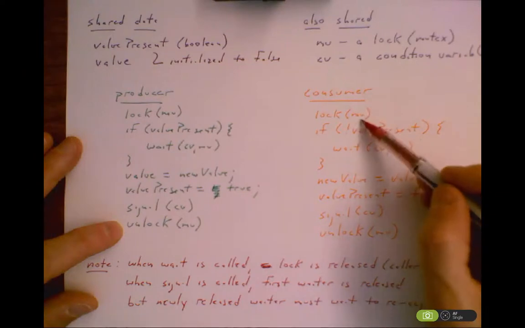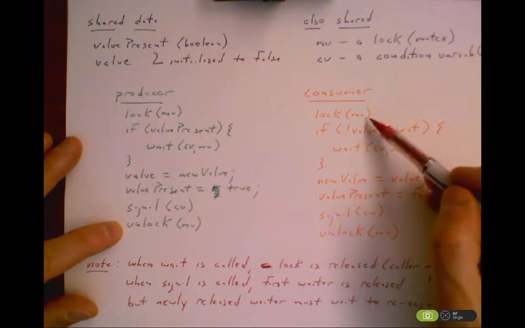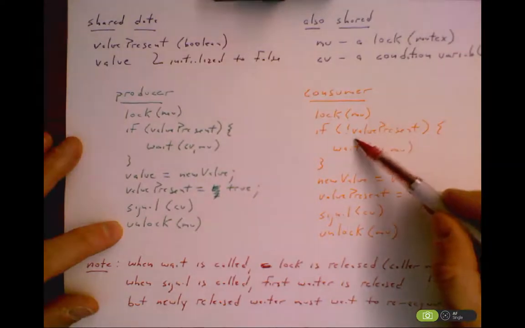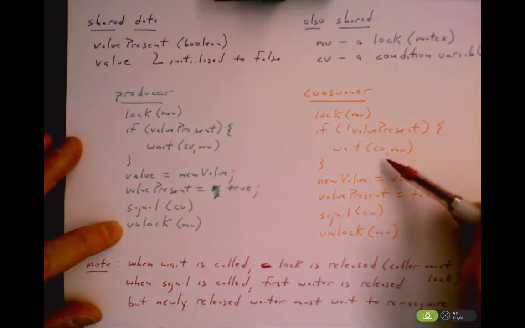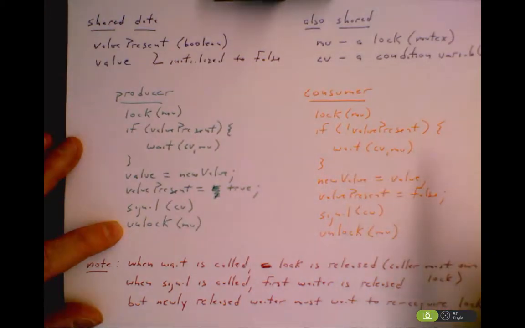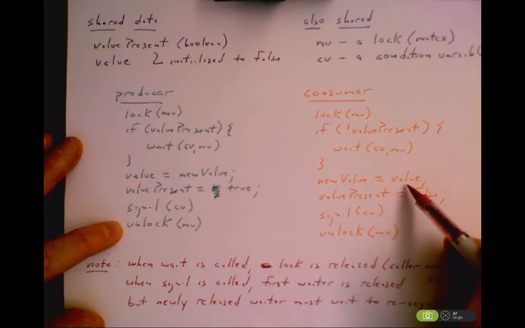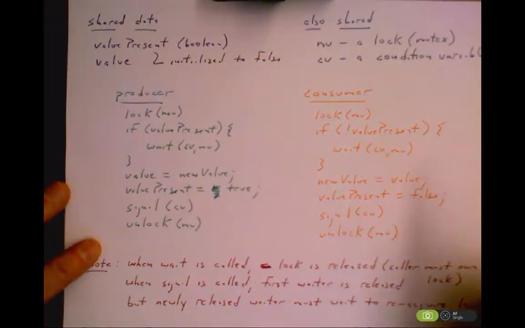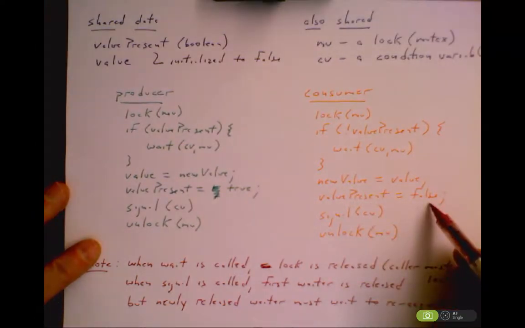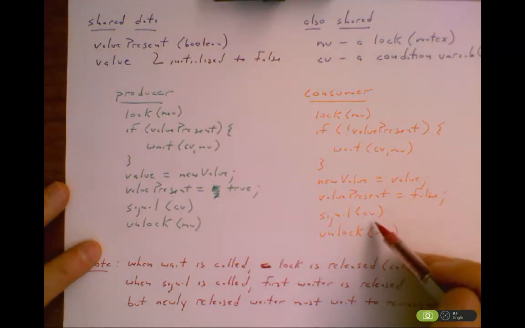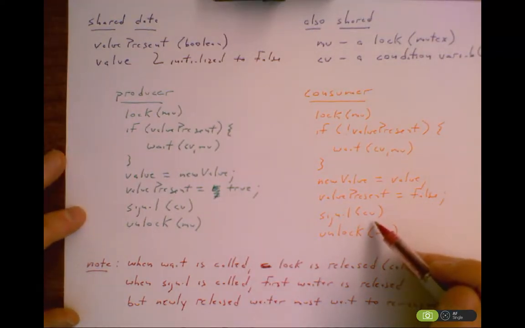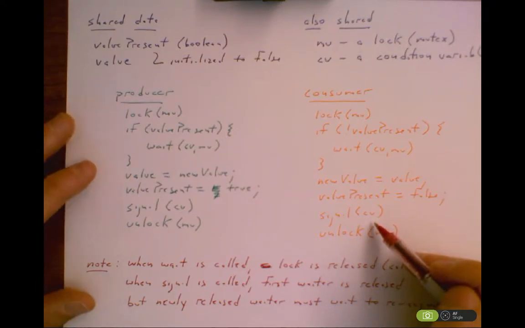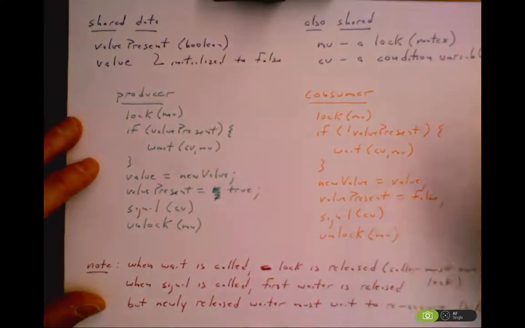The other side, again, I'm going to grab the lock to provide me safe access to the shared data. I'm going to do the reverse. If the value is not present, I need to wait for one to show up. When I wake up from the wait, then I can pick up the shared value, put it in my local variable called new value that I'm going to process. I can reset the Boolean to be false because now I've consumed it, and I can signal to let the producer know that there's an open slot that they can produce another value, and then I unlock. So let's draw some arrows between here.